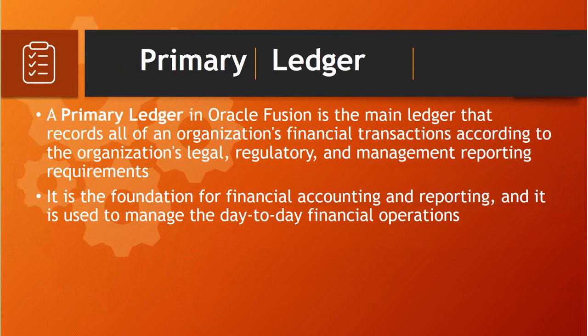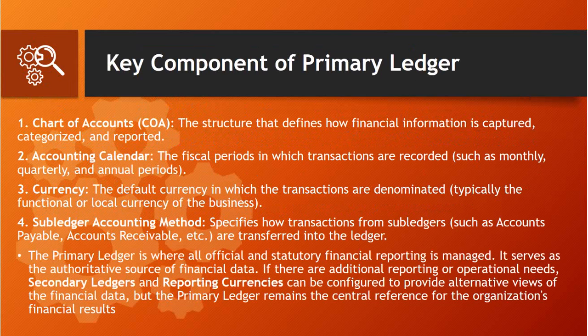Now we'll discuss the primary ledger. The primary ledger in Oracle Fusion is the main ledger that records all of an organization's financial transactions according to the organization's legal, regulatory, and management reporting requirements. It is the foundation for financial accounting and reporting, and it is used to manage the day-to-day financial operations. Next, the key components of the primary ledger.